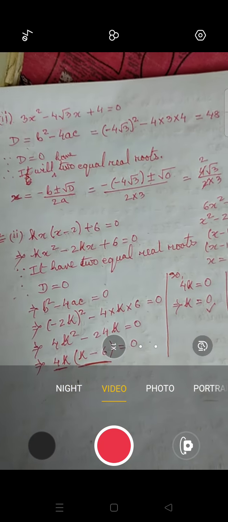Now let's move to another question. And here it is question number 3. Is it possible? Whenever this question comes, is it possible, that means they are asking you whether you can find the answer or not. And whenever this question comes, you should find D. If D is greater than 0 or D is equal to 0, then only it is possible. If it is less than 0, then it is not possible.